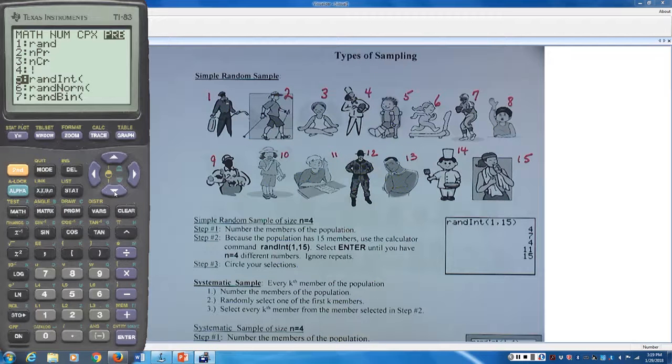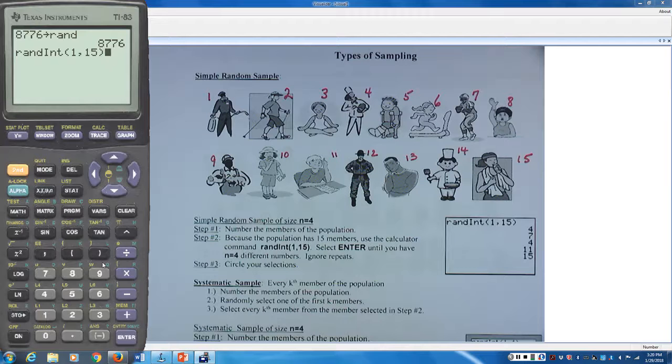So I'm going to go down and choose number 5. And then what I have to give my calculator at this point is, what number do you want to start at and what number do you want to end at? Basically, my first person was person number 1, and my last person is person number 15. So I type in the numbers 1, comma, 15, and I close the parentheses.